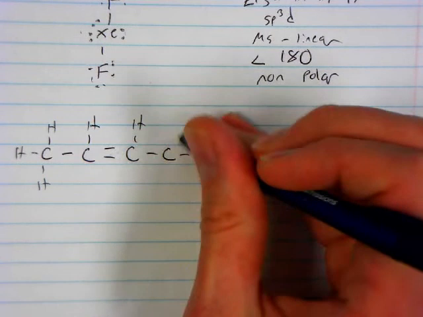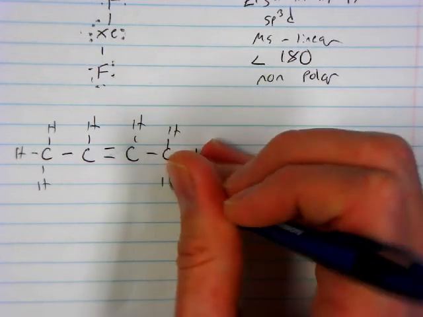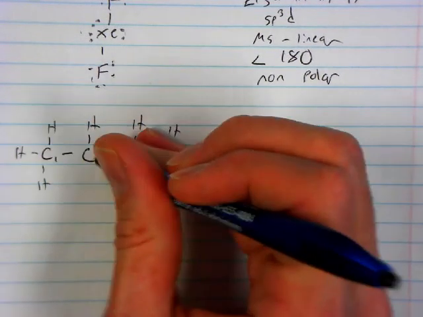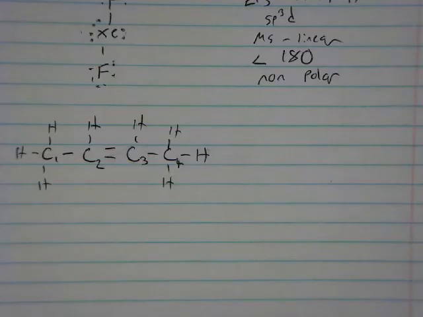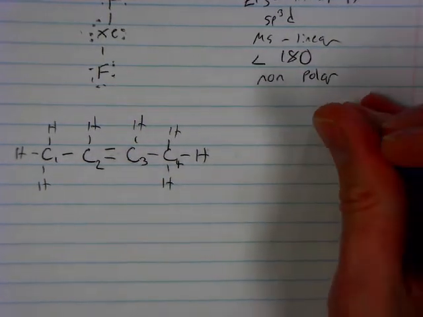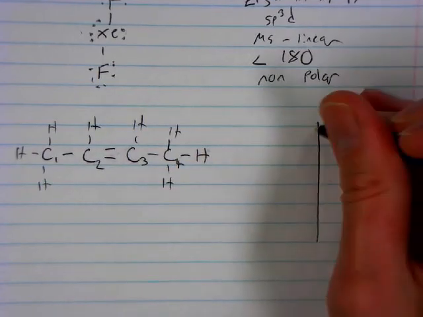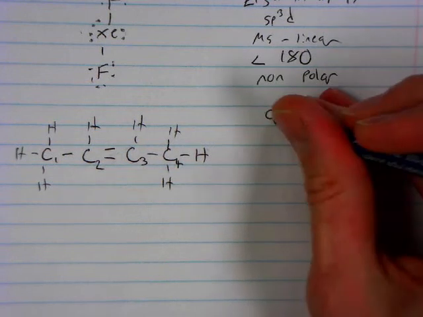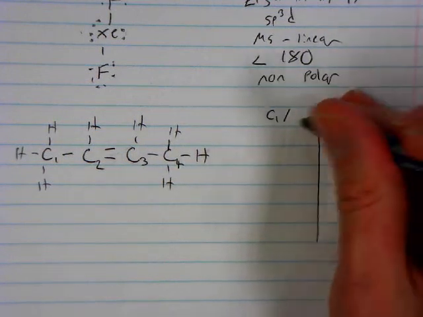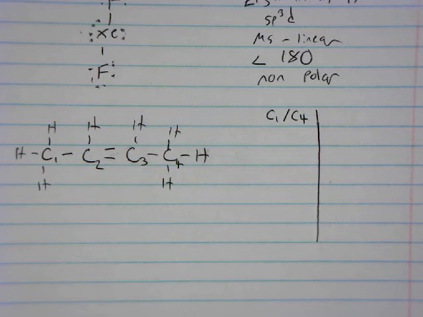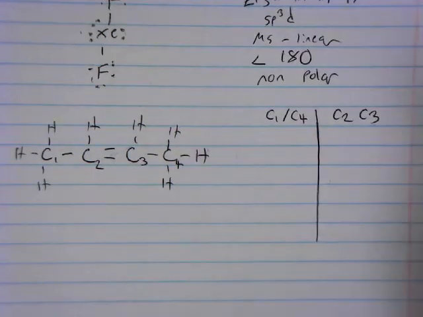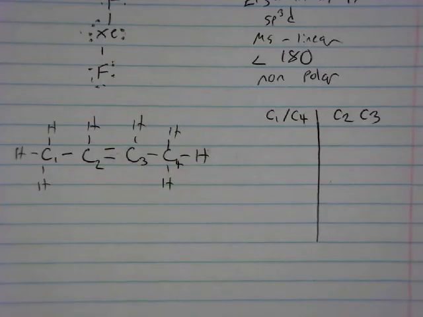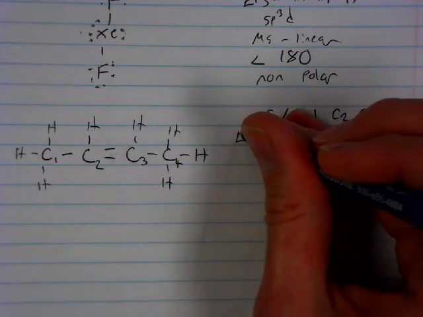C double bonded to C, and we have to do this? C, H, H, H, H. So I call this one the H, the opposite of what I was doing before. I see 1, 2, 3, and 4. This is actually pretty easy. This is easy because what's going to be the same? All the C1 and C4.